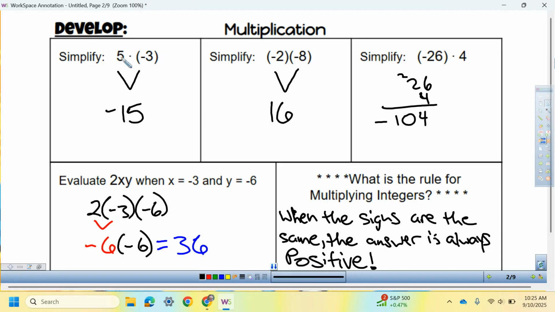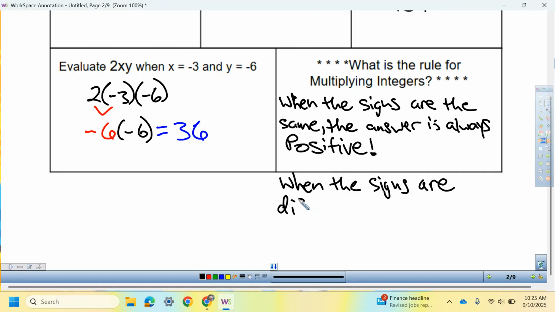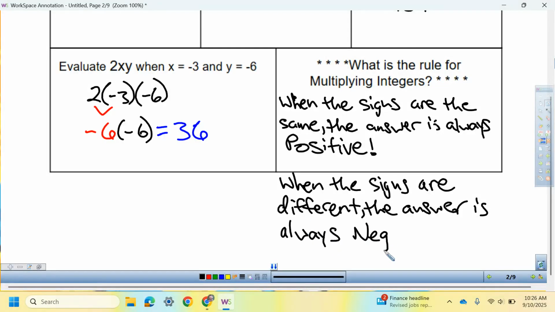If the signs are different, like this first one and this third one, again, you're going to multiply like usual, but let's fill that rule in. When the signs are different, what kind of answer did we get? The answer is always negative.